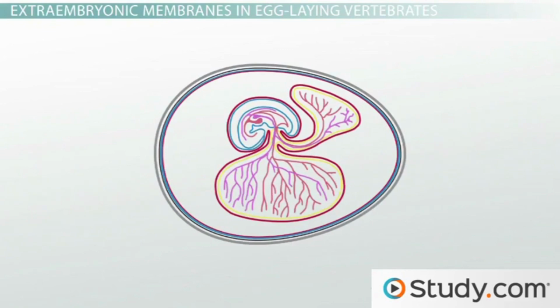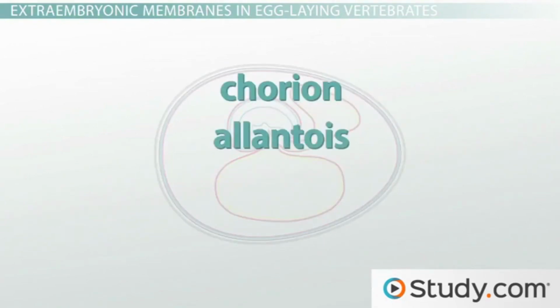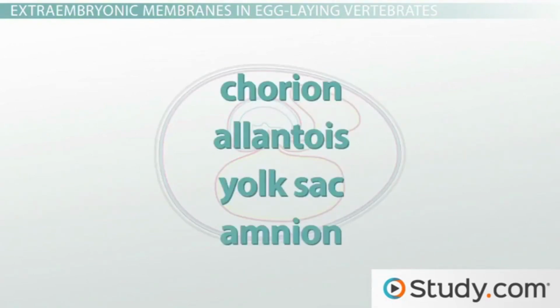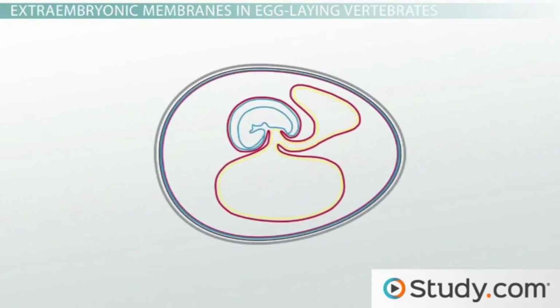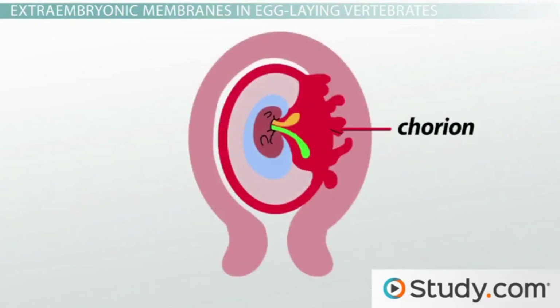Birds and other egg-laying vertebrates have four different extraembryonic membranes: the chorion, the allantois, the yolk sac, and the amnion. In vertebrate eggs, the chorion is the outermost membrane and lines the inside of the eggshell. You may remember, though, that in mammals, the chorion forms the embryonic portion of the placenta.